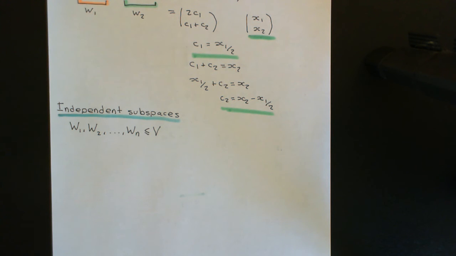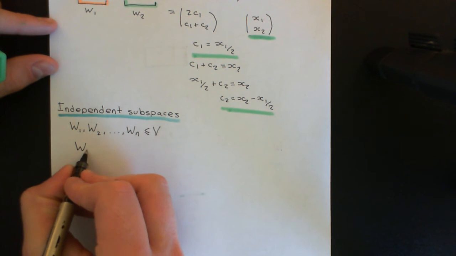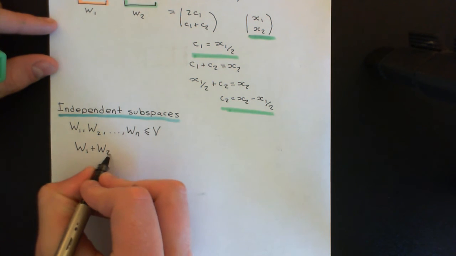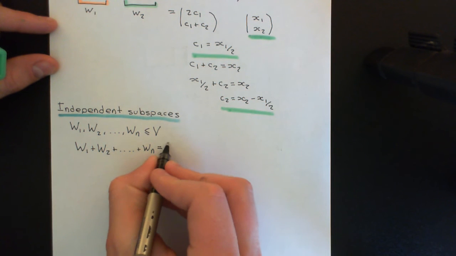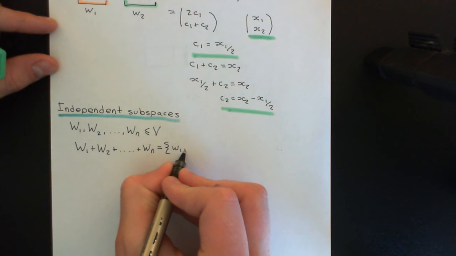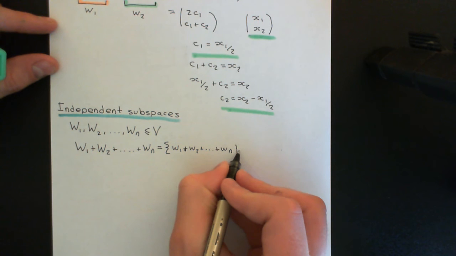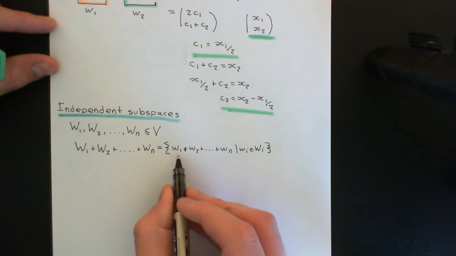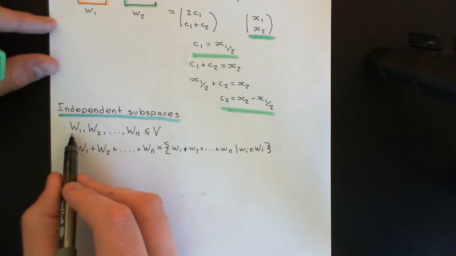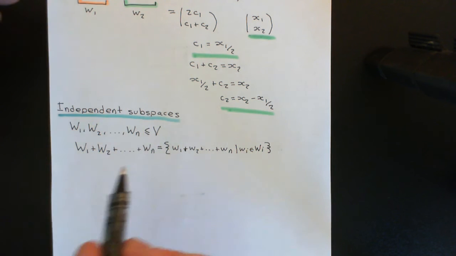So what is meant by these being independent? Well, consider the sum of these n subspaces, capital W1 plus capital W2 plus all the way up to capital Wn. Of course this will be the set that contains all things of the form little w1 plus little w2 plus all the way up to little wn, where these little wi's are elements of the capital Wi's. So you take all combinations of elements from these n subspaces of capital V and you add them together.